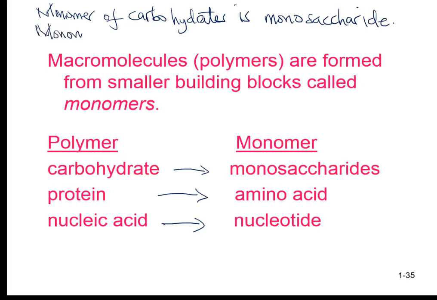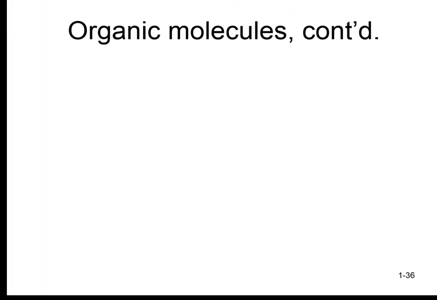Monomer of protein is amino acid. Also write down monomer of nucleic acid is nucleotide, and you will see what a nucleotide is. Now let's start.